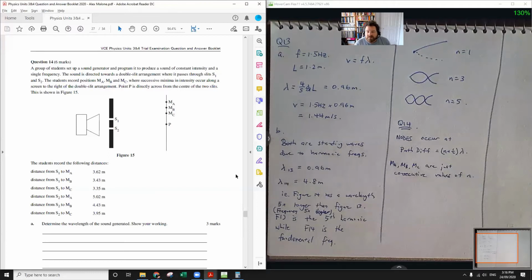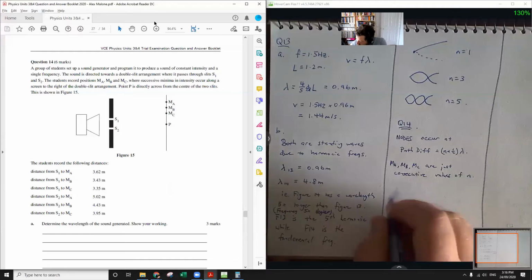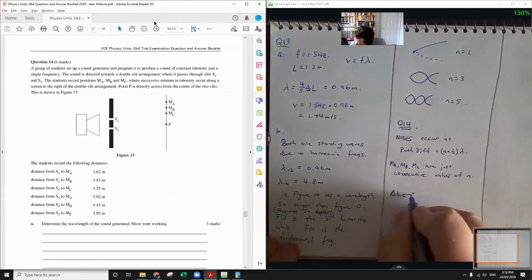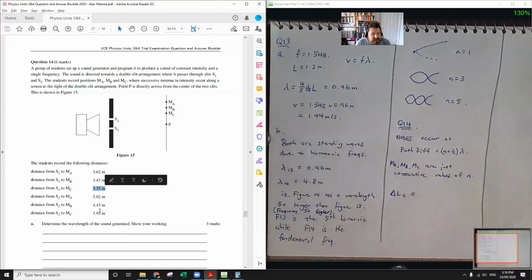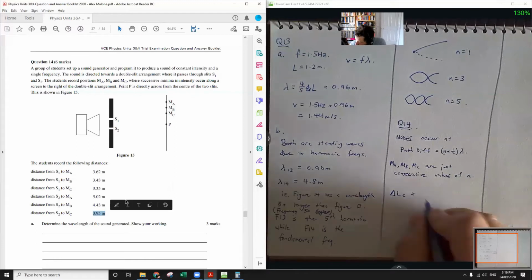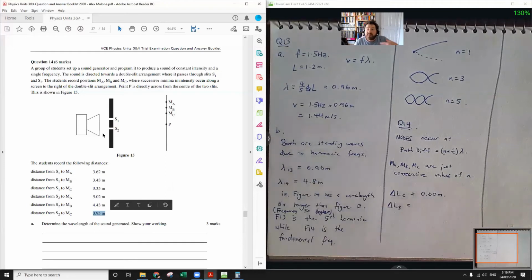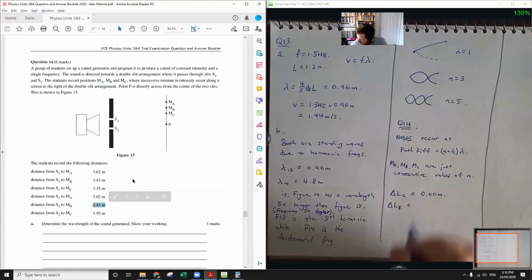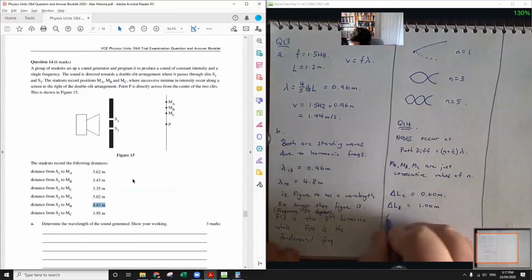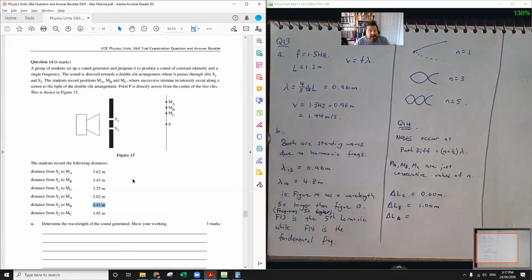So what we want to do here is find these path differences and see how they're changing as we go from C, which is the closest, to B to A. So delta L for C is 3.35 meters to source 1 and 3.95, so 0.60 meters. Delta L at B, which is a bit further away, so we're expecting a bigger path difference, is 3.43 versus 4.43. So that's 1 meter. And delta L at A is 3.62 versus 5.02, so 1.40 meters.